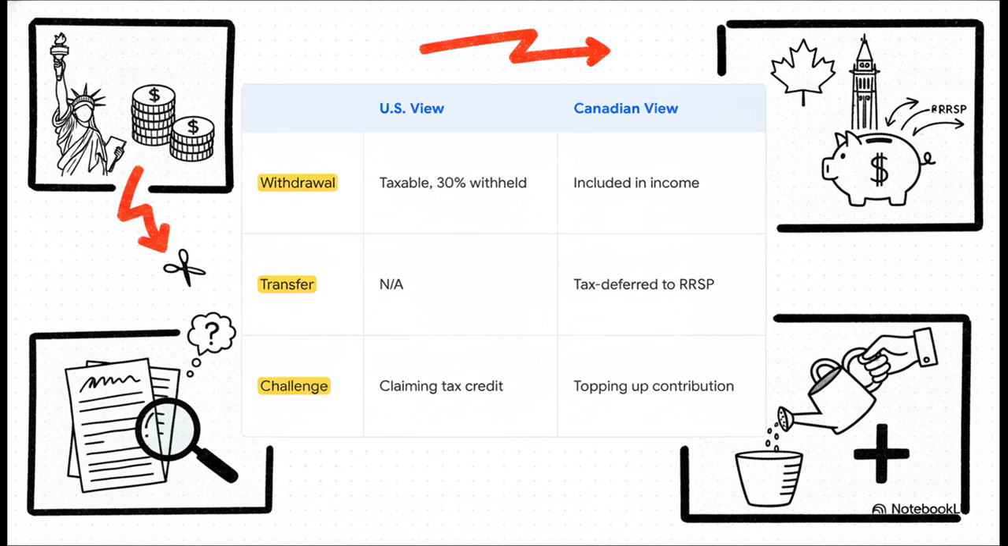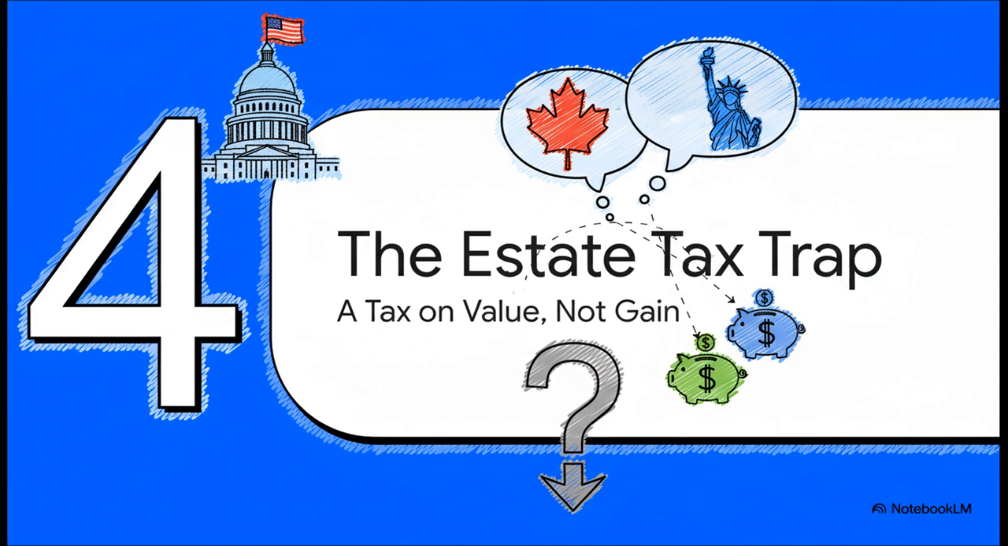But from the Canadian perspective, you're allowed to roll that money into an RRSP tax-free. See the problem? You only have 70% of your money left to contribute. To make your RRSP whole, you have to come up with that missing 30% from somewhere else, and then go through the complicated process of trying to claim a foreign tax credit from Canada for the taxes you paid to the US. It's tricky.